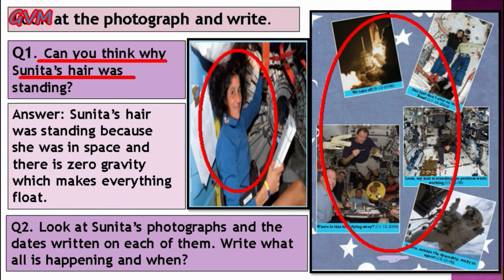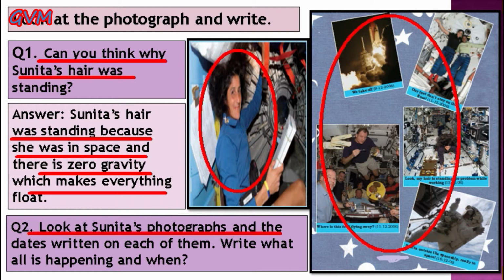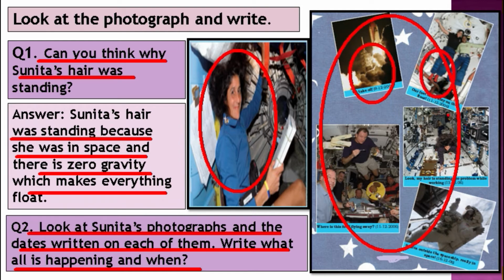Students, as we already discussed earlier, Sunita's hair was standing because she was in space, and in space there is zero gravity, means to say no gravity, and that makes everything float, and that's why Sunita's hair was standing. Now students, the next question is, look at Sunita's photographs and the dates written on each of them. Now write what is happening and when. Students, in this question you have to make a sharp observation of all these photographs in this image, and then write down the happenings and their dates.